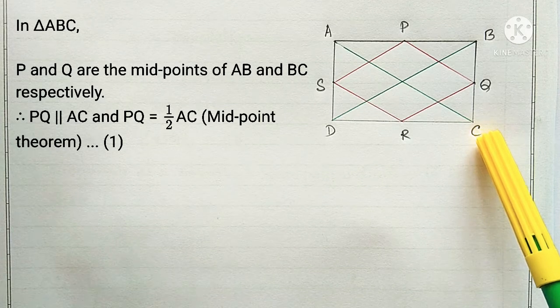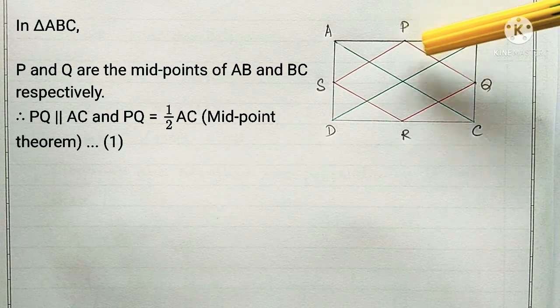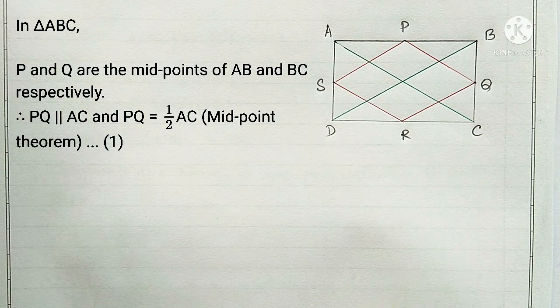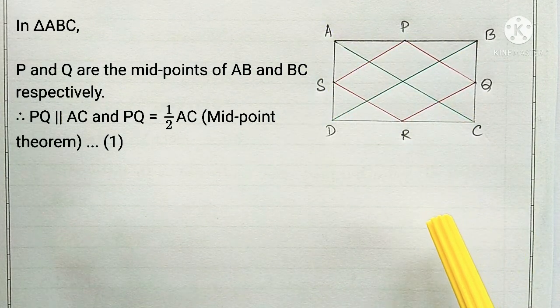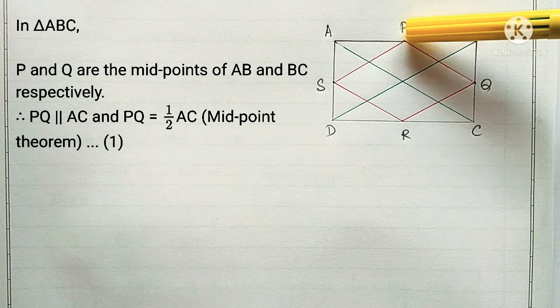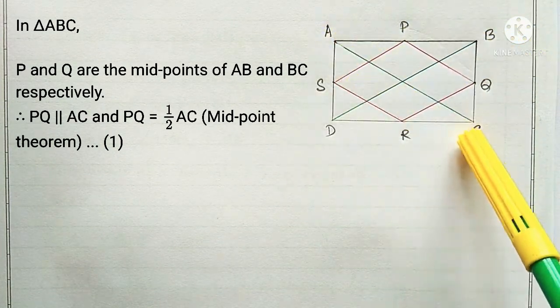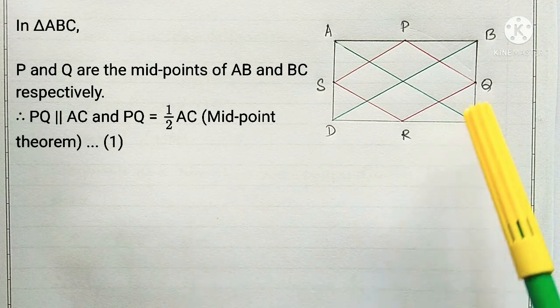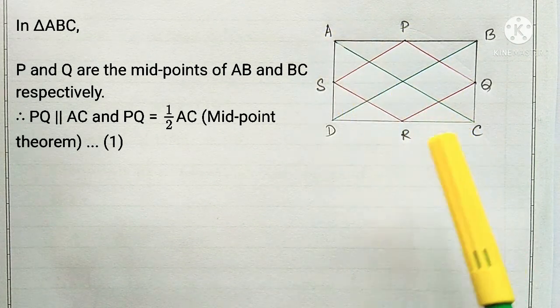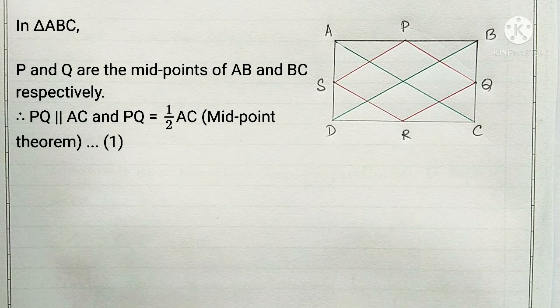If we apply the midpoint theorem, then what can we write? PQ is parallel to AC, and one more property we know: the length PQ is half of AC. So here we write PQ is parallel to AC as well as PQ equal to half of AC. All of you understood this one? With the help of the midpoint theorem, we write this, and we put this as equation number 1.